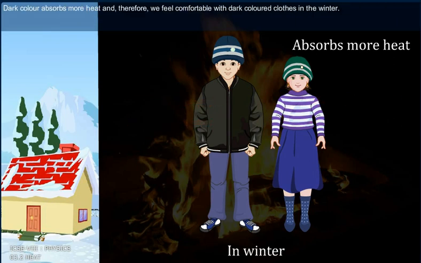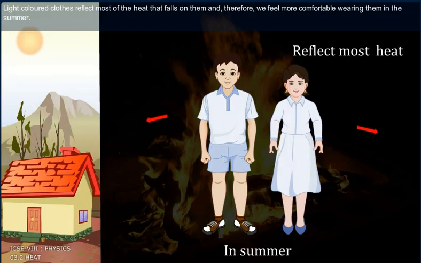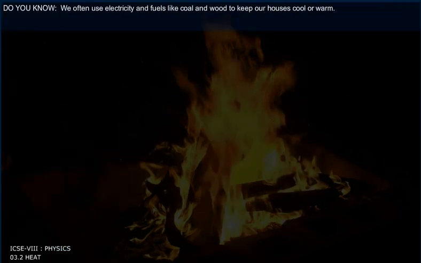Dark color absorbs more heat and therefore we feel comfortable with dark colored clothes in the winter. Light colored clothes reflect most of the heat that falls on them and therefore we feel more comfortable wearing them in the summer. Do you know?